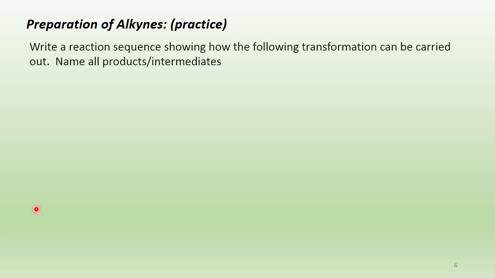Okay, a little practice. Preparation of alkynes. Write a reaction sequence showing how the following transformation can be carried out. Name the products and intermediates. Here we're starting with propene. We want to go to 2-butyne. So we need to add one alkyl group.